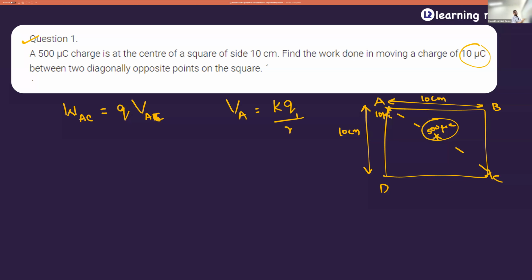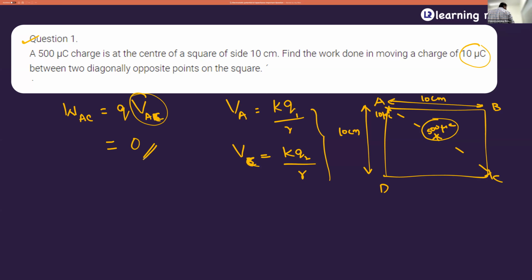R is this distance, right? So what about VC? That will be KQ2 divided by the same R. So what is that you are able to conclude from this? They both are at the same potential. So when they are the same potential, then what is going to be the potential difference? So if this is 0, then what is going to be the answer? So here you need not calculate anything. Okay, it's a very short answer question.